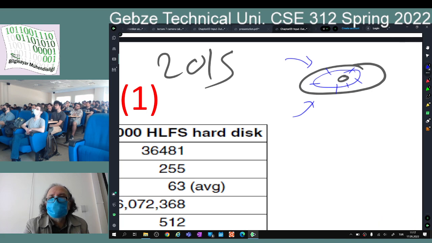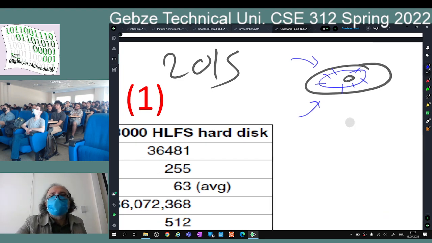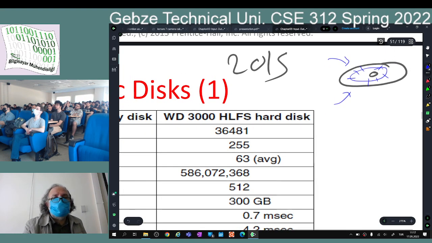What happened? How many do I have? Well, don't count it. This is 9, right? Okay. So we have 9 sectors in it.